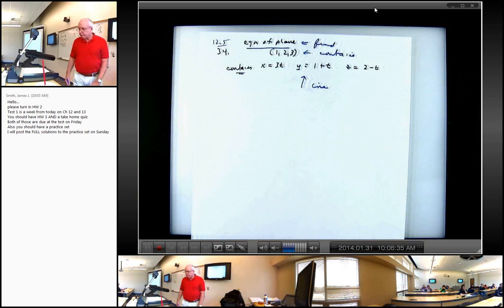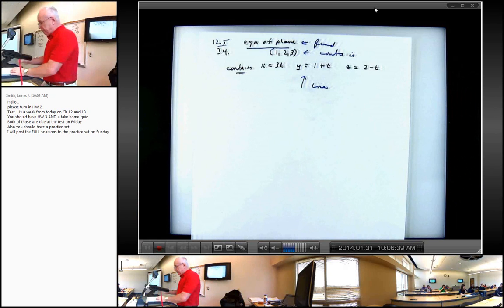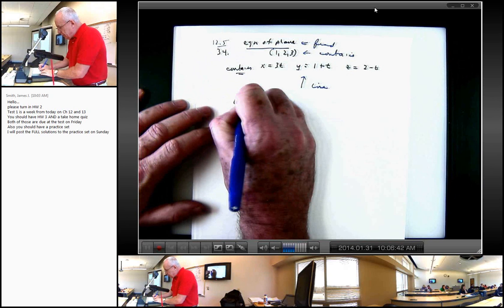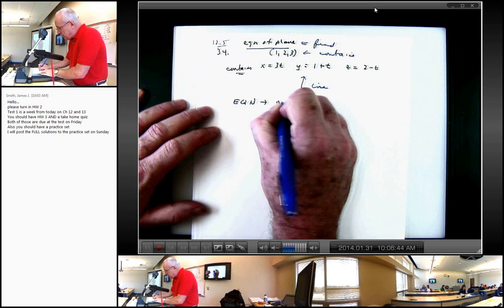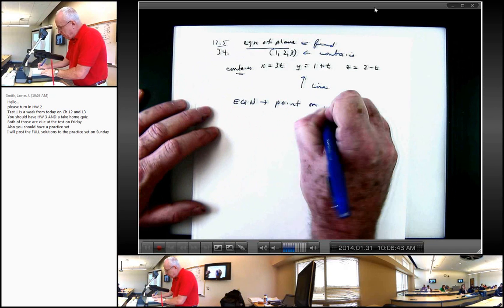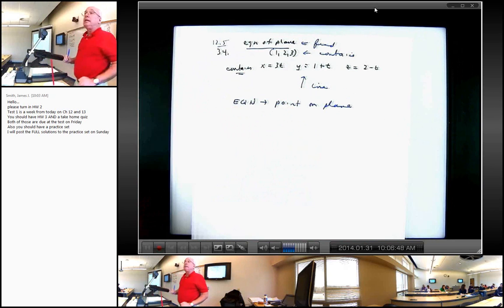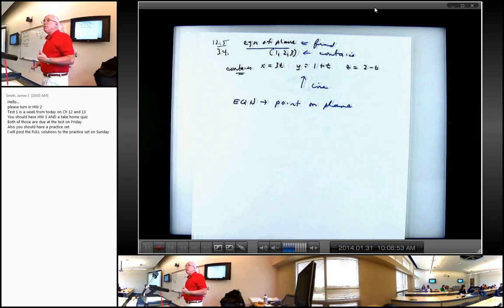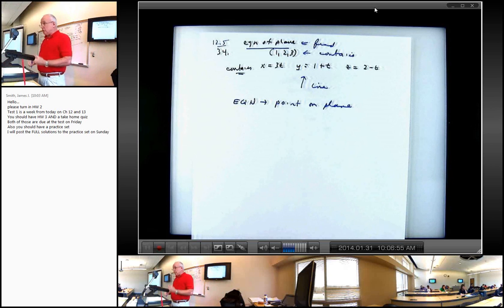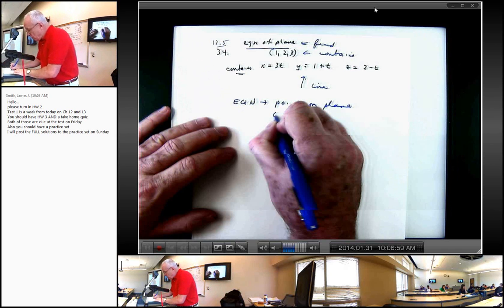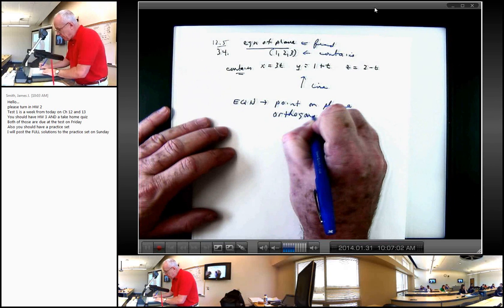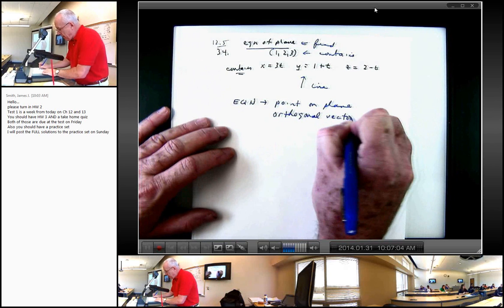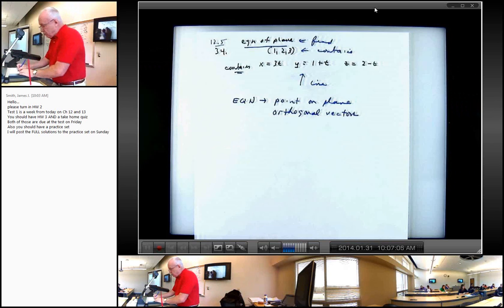All right. Now, let's remember what we need for an equation of a plane. For the equation of a plane, we need a point on the plane. Well, that's already given to us, so that's a nice thing, all right? But we also need an orthogonal vector to the plane, or a perpendicular vector. So those are the two things we need for the equation of a plane.